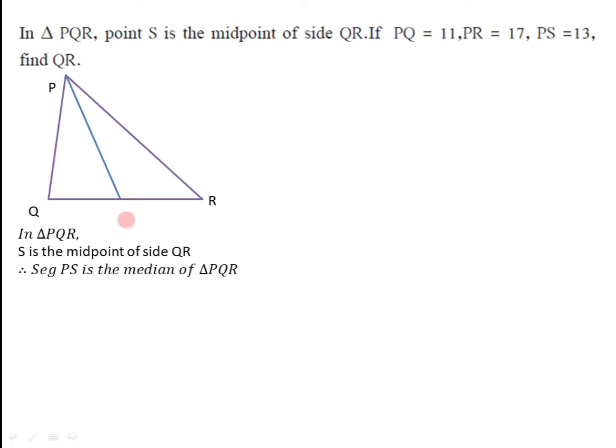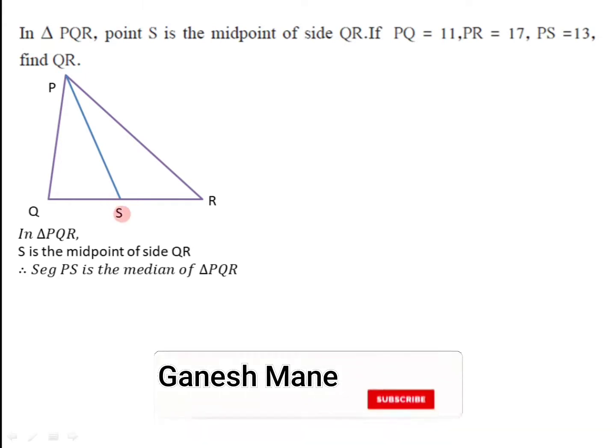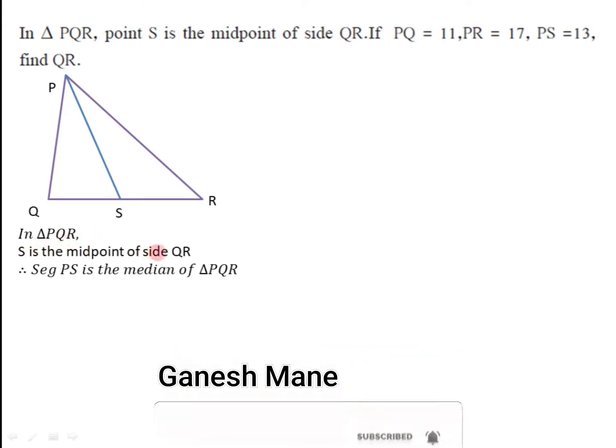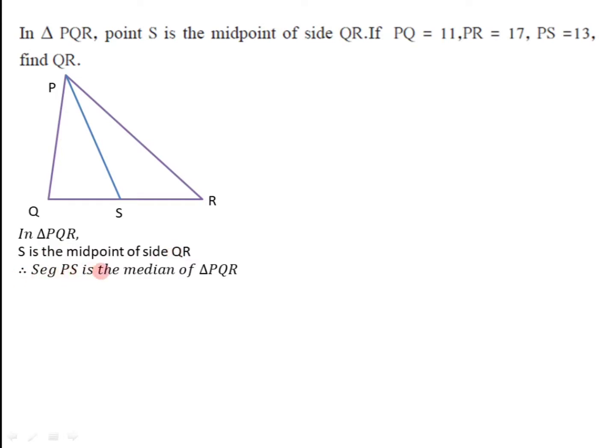So if we draw a segment PS, that will be a median, because as point S is a midpoint of segment QR, PS must be the median. So we have from this diagram, in triangle PQR, S is a midpoint of side QR. Therefore, segment PS is the median of triangle PQR.